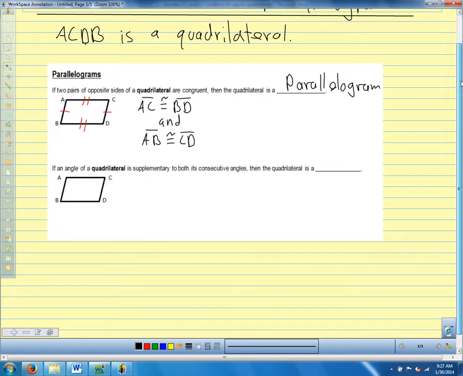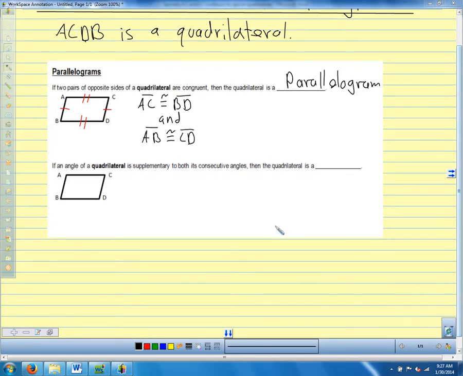The next one: if an angle of a quadrilateral is supplementary, supplementary means they add to 180, with both of its consecutive angles, consecutive meaning two in a row along the side, then the quadrilateral is a parallelogram. So what we could do with that one is do this. I'm just going to pick one angle. It could be any angle.